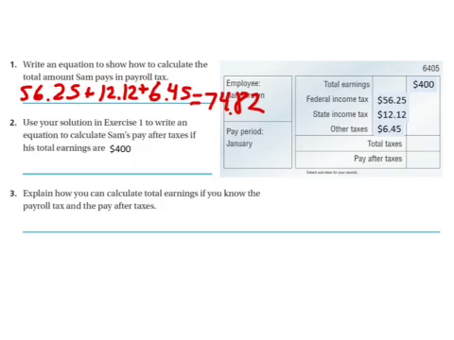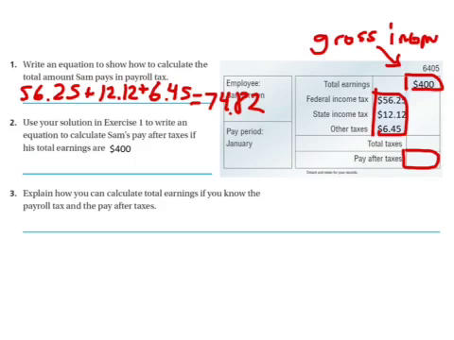Now the next question says, use your solution in exercise 1 to write an equation, so we're writing another equation, to calculate Sam's pay after taxes if his total earnings are $400. So now we need to figure out what goes here. We know this total, we know this total. So this is, it says total earnings, but the official name for it is gross income. And it's the money that you make before taxes are taken out. Of course, these are the payroll taxes right here. And this part here is what you actually take home. That is your net income. So what they're asking us to calculate is the net income.